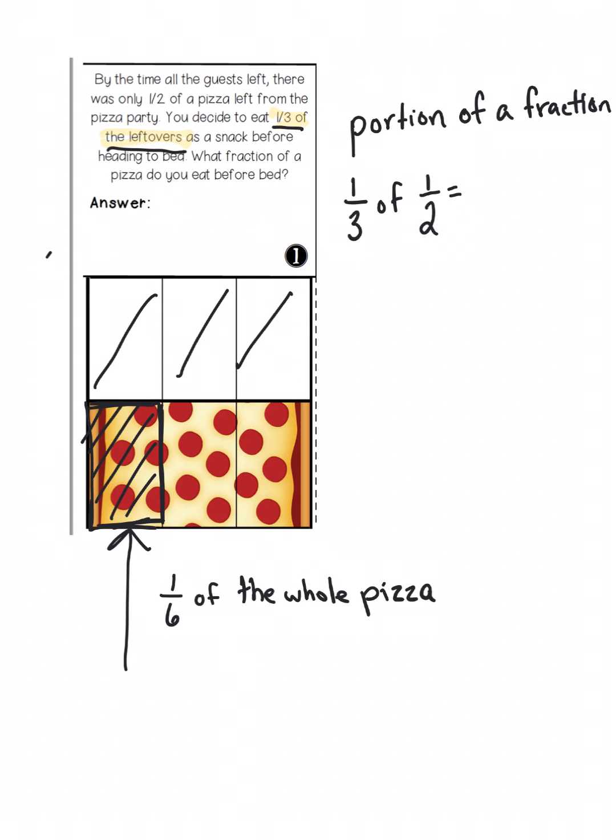Okay, let's look at how to do this mathematically. We're going to take 1/3 and multiply it times 1/2. When we multiply fractions, we just need to multiply straight across the numerators. So 1 times 1 equals 1, and straight across the denominators, 3 times 2 equals 6. So this one is easy because it's already in simplest form.